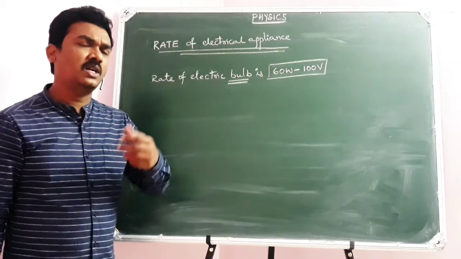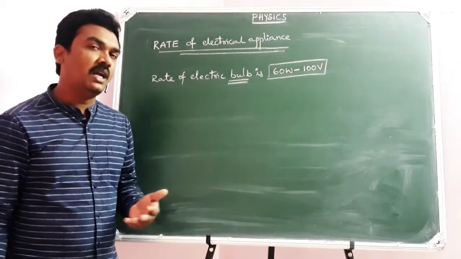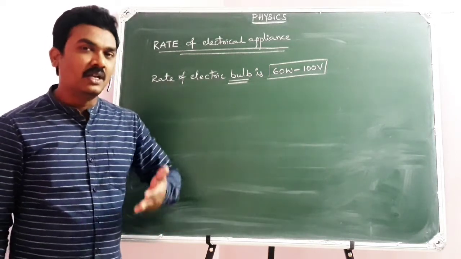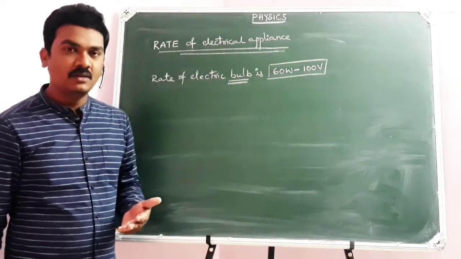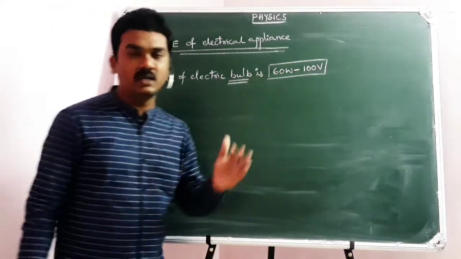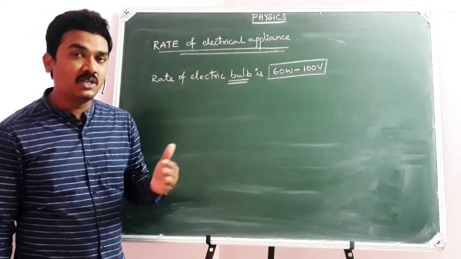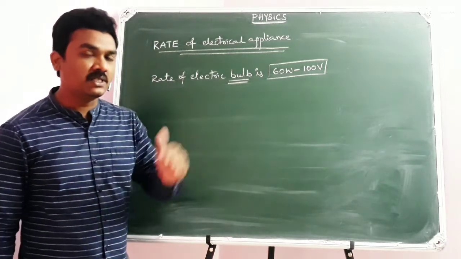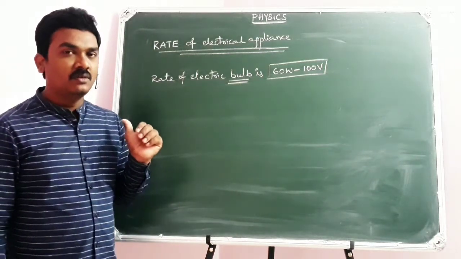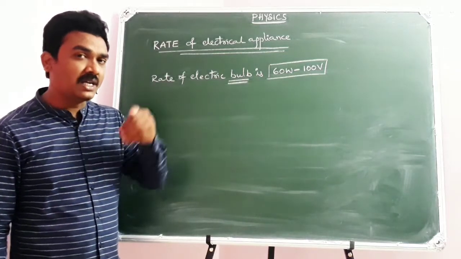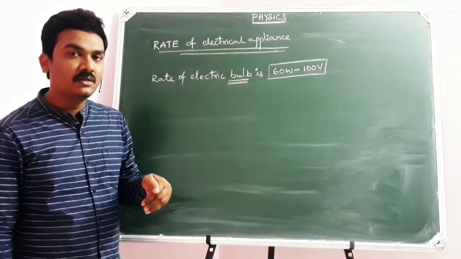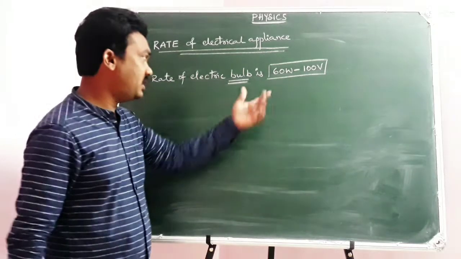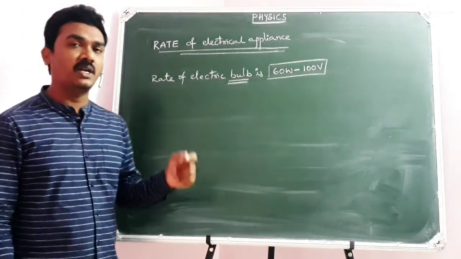Sir, what's the electrical energy consumed? Okay, you are telling electric power consumed? Yes. Electric power is nothing but energy consumed per second. So it consumes 60 watts of electric power. It means it consumes 60 joules of electrical energy per second, because the energy consumed per second is defined as power. So this is the meaning of rate of an electrical appliance.